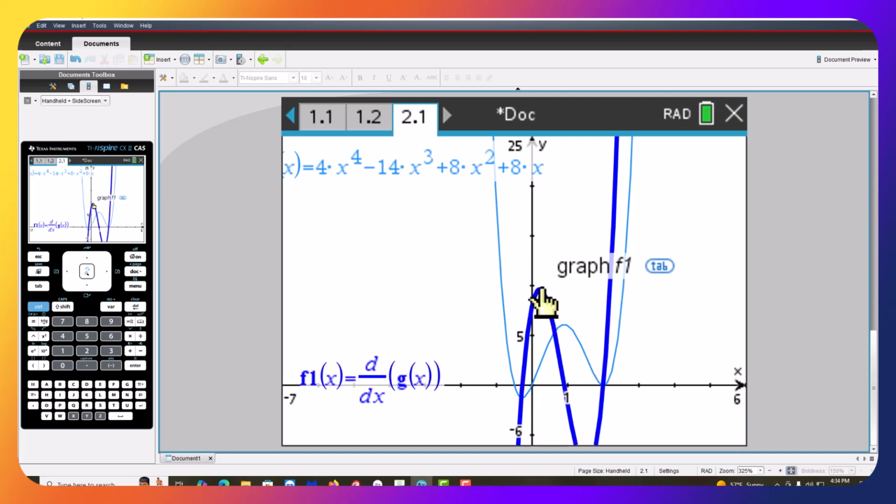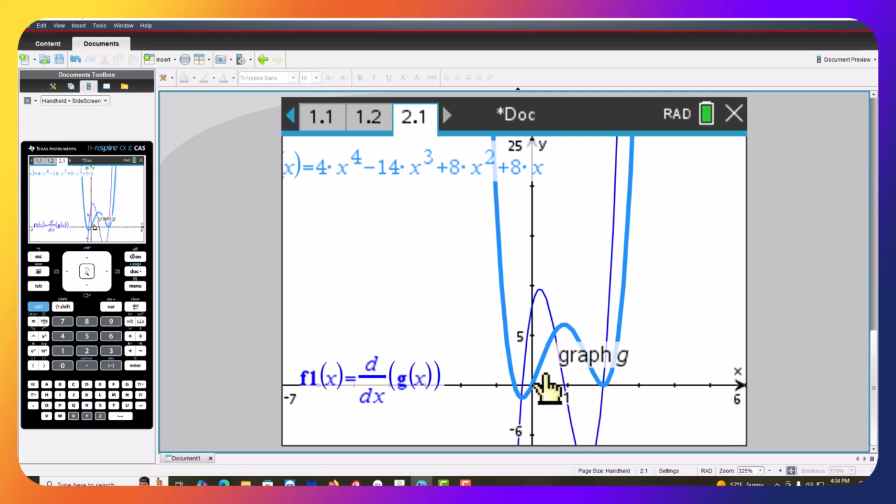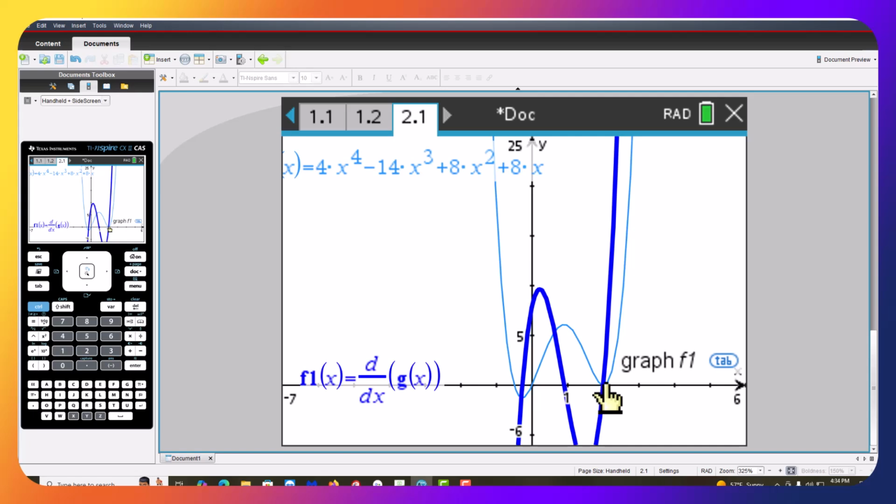We have a local max there, and it's going to match up. Oh, wait, wrong graph. We have a local max there, and it matches up with the domain's value, the 0 of this derivative. Local min, oh, look, the 0 matches up in this case. How interesting. I just made this problem up.